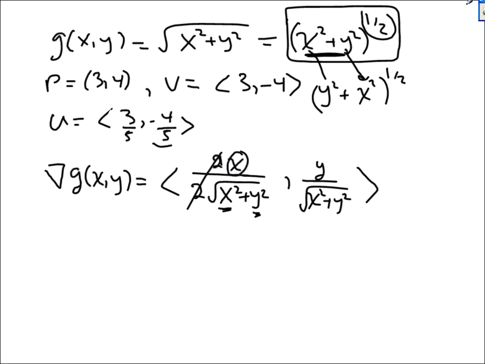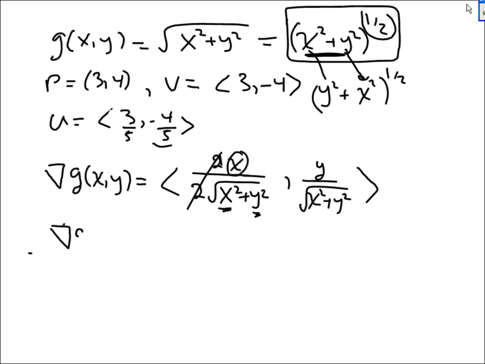That's the second partial. The gradient, by definition, is g sub x i plus g sub y j, which in another notation would just be this. So it's the partial with respect to x, comma, the partial with respect to y. Okay, so we have the gradient, we have the unit vector. Now we dot it, and now I can plug in the values.